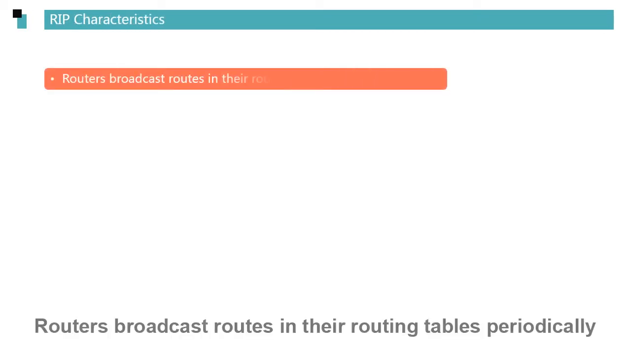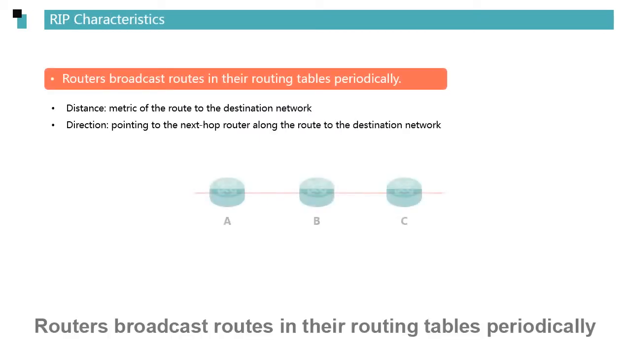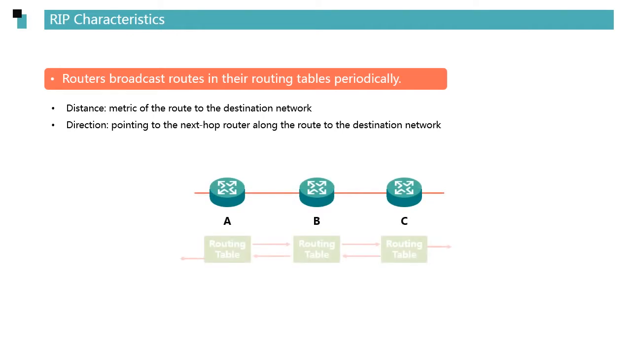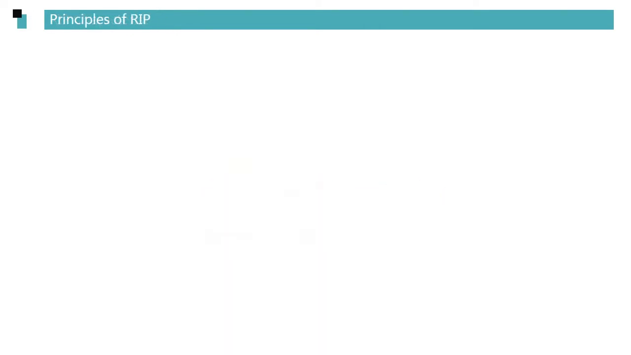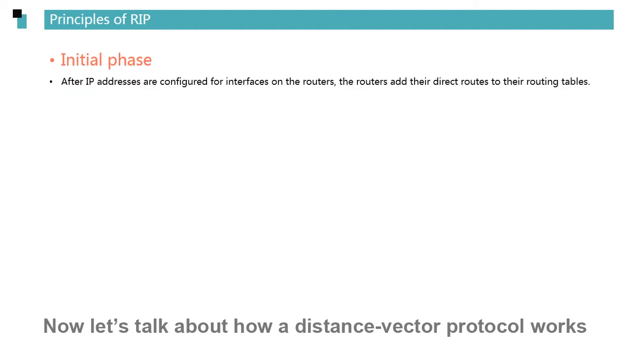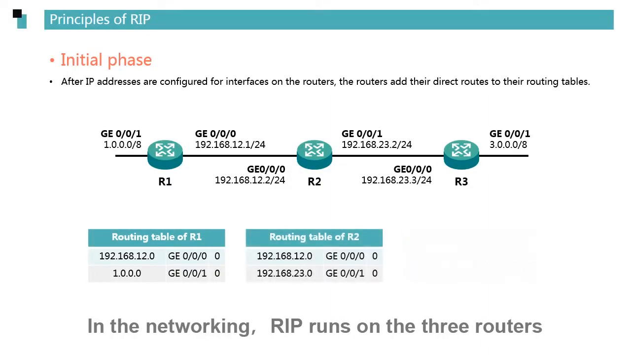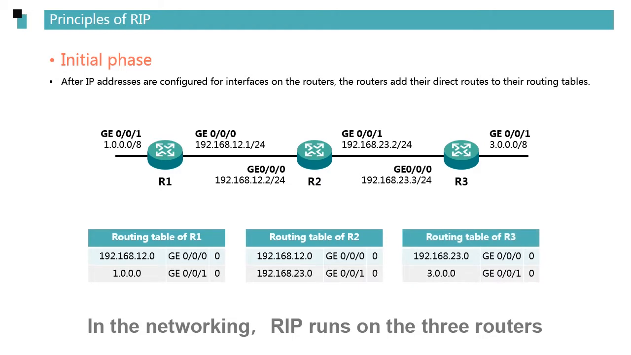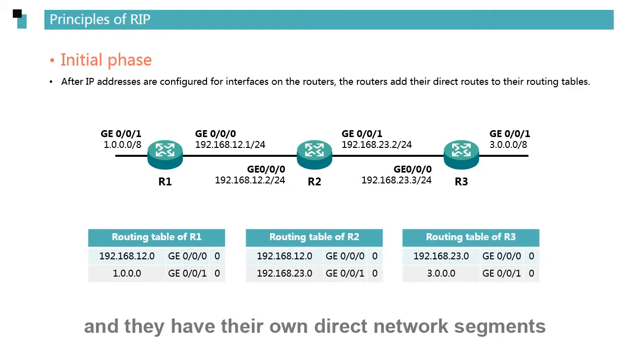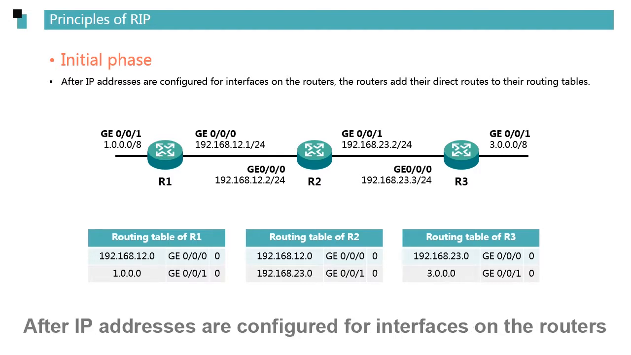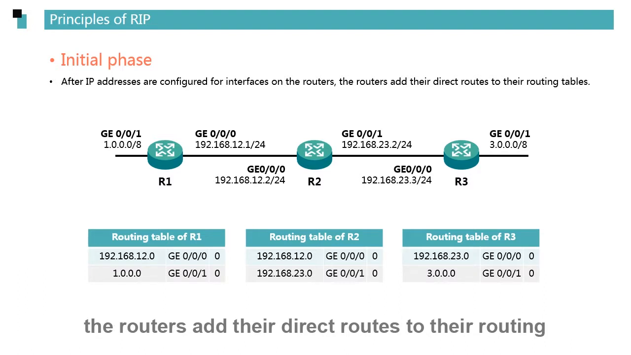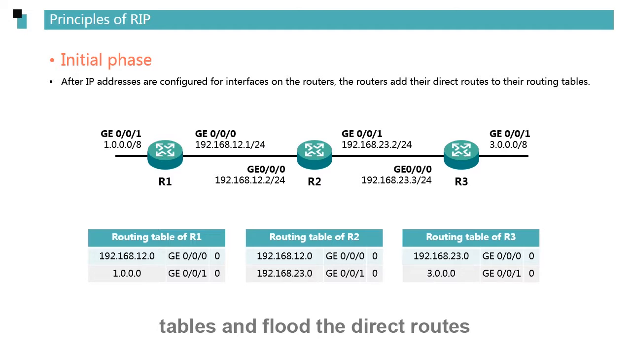Routers broadcast routes in their routing tables periodically. Now let's talk about how a distance vector protocol works. In a network, RIP runs on the 3 routers, and they each have their own direct network segment. After IP addresses are configured for interfaces on the routers, the routers add their direct routes to their routing tables and flood the direct routes.